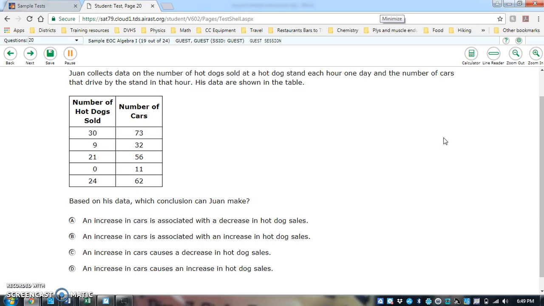All right, Juan's collecting data on the number of hot dogs sold at a hot dog stand each hour one day and the number of cars that drive by the stand in that hour. His data is shown in the table. Based on his data, which conclusion can Juan make?